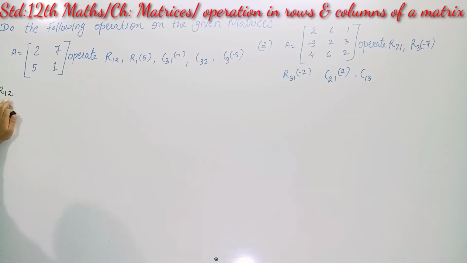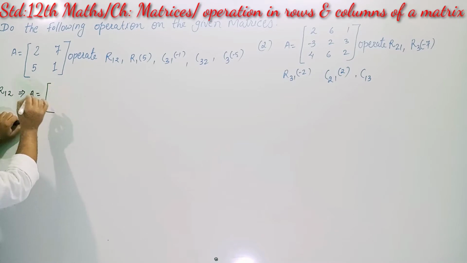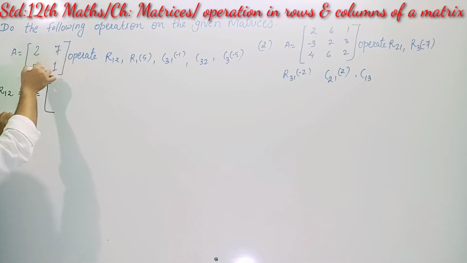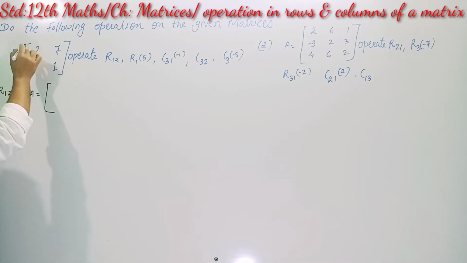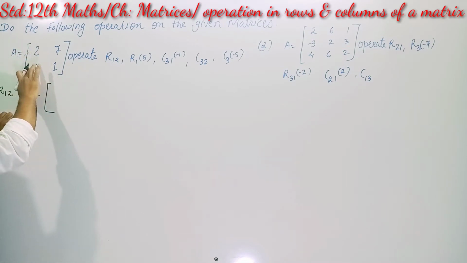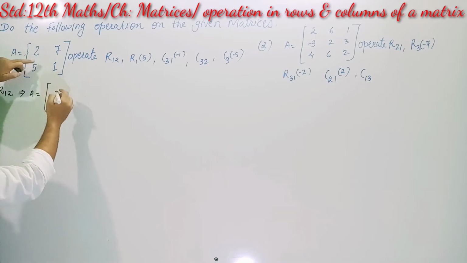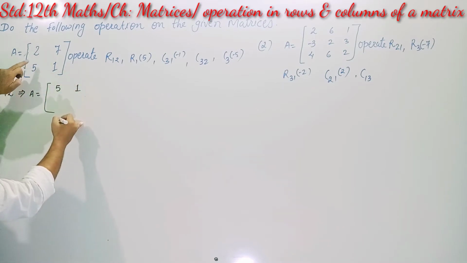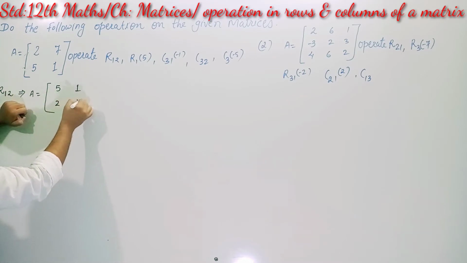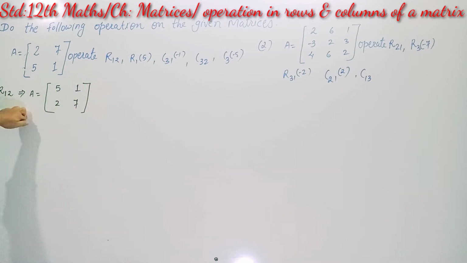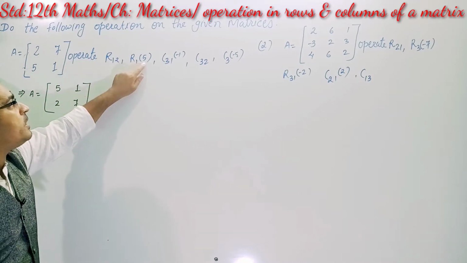Students, in this operation, we have to replace the elements of row R1 by R2 and R2 by R1. So by doing this operation on this matrix, in place of R1, which is this, and R2, which is this, we can write 5, 1 and 2, 7. Understood?